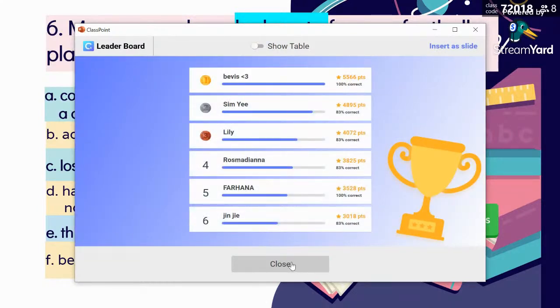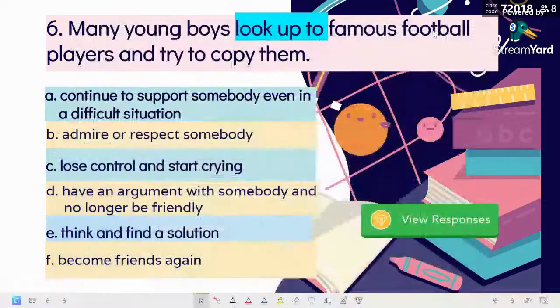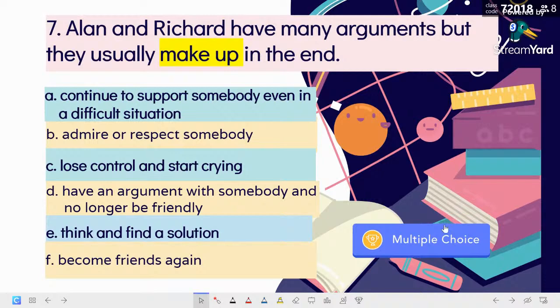Okay, all right. Now Simi is the third. No, Lily is the third. Rosmadiana, Farhana, Ginger. Okay, so actually the answer is admire or respect somebody. When you say look up to, you actually admire the person or respect.